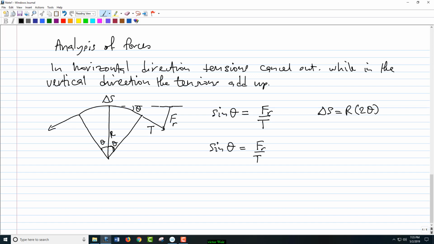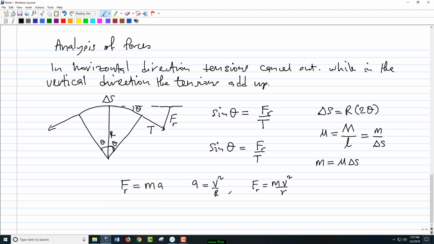And we also know that the density mu is equal to the total mass divided by the total length. I'm using uppercase M for total mass and L for total length. Because it's uniform density, the segment delta S would have density given by lowercase m divided by the length of the segment delta S. So the mass of the segment is given by mu delta S.